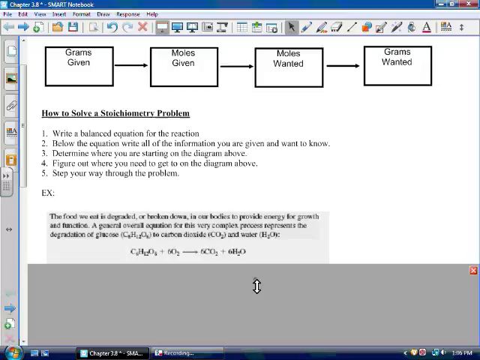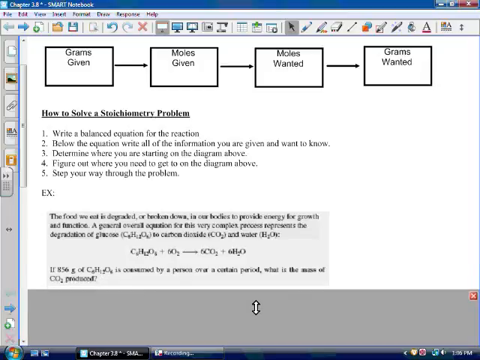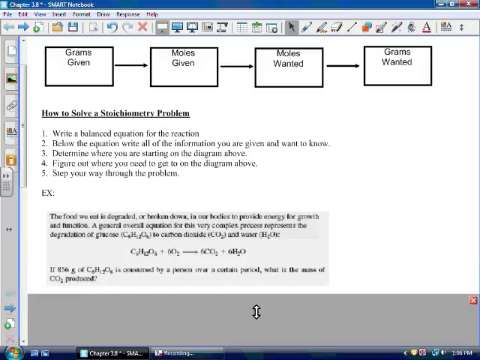Part 2 tells us to write down all the information we know or are gathering, and what we want to know. From the problem I read, it says the food we eat is degraded or broken down in our bodies to provide energy for growth and function. A general overall equation for this reaction process represents a degradation of glucose to carbon dioxide and water. That's a combustion reaction. Our body is burning that food. Now, here's the information we were given about that reaction. 856 grams of glucose is consumed by a person over a period of time. What mass of carbon dioxide is generated?